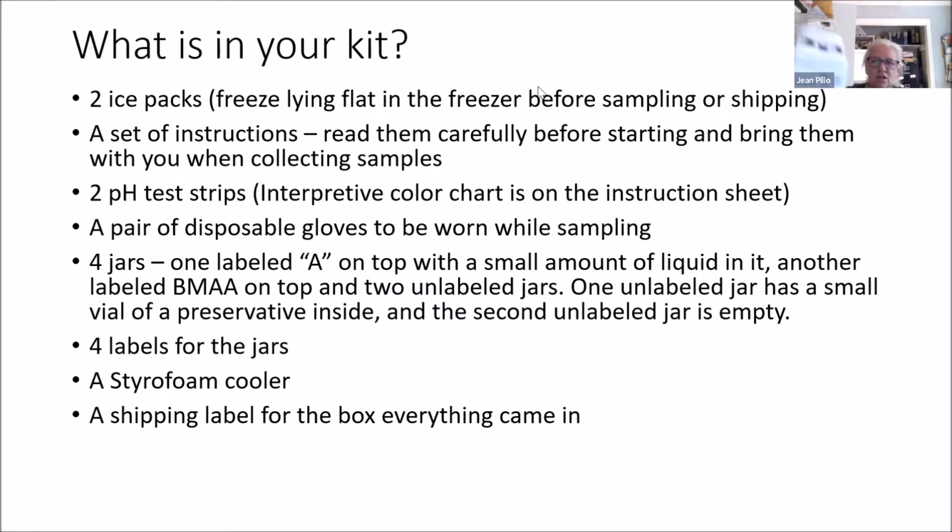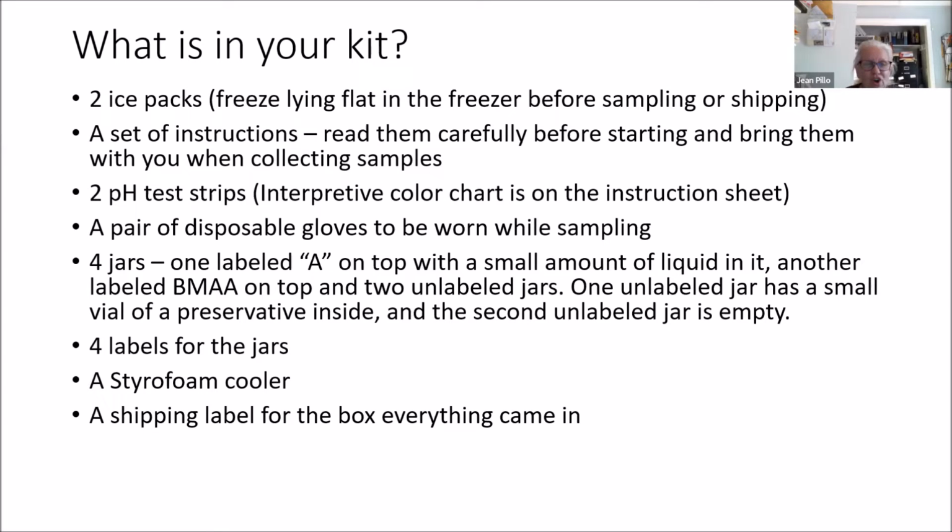I'm letting Ruby in. So this pH color chart, you need to have this piece of paper with you when you go out into the water. You're going to get 2 pH strips. So you have to use that interpretive color chart to read the strip. There's also a pair of disposable gloves, which I recommend you use while you're sampling. The reason we're doing this sampling is because we want to find out if these cyanobacteria blooms have toxins in them. And why would I ask you to put your hand in something potentially toxic without protecting your skin? So each kit has a pair of gloves to be worn while sampling.